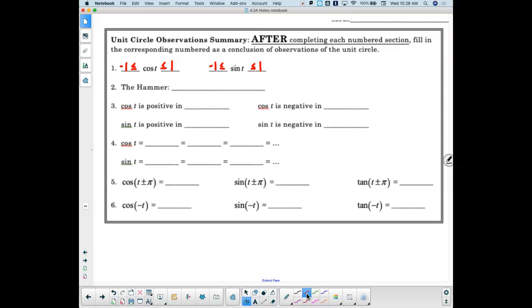Then you should have filled in the hammer. You got to get to know the hammer. Cosine squared of t plus sine squared of t is equal to 1. Cosine squared plus sine squared is always 1. Okay?